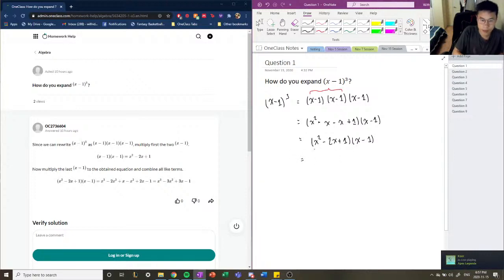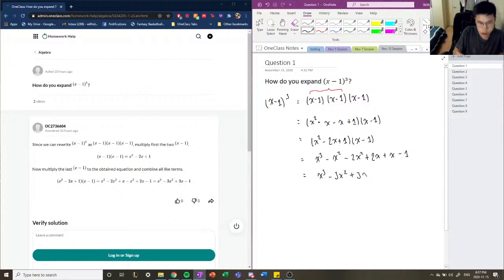So let's do that. x squared times x is x cubed. x squared times negative 1 is negative x squared. Negative 2x times x is negative 2x squared. Negative 2x times negative 1 is positive 2x. 1 times x is x. And 1 times negative 1 is negative 1. Okay, so we're going to simplify this, which is x cubed minus 3x squared plus 3x minus 1. And now we have fully expanded x minus 1 cubed.